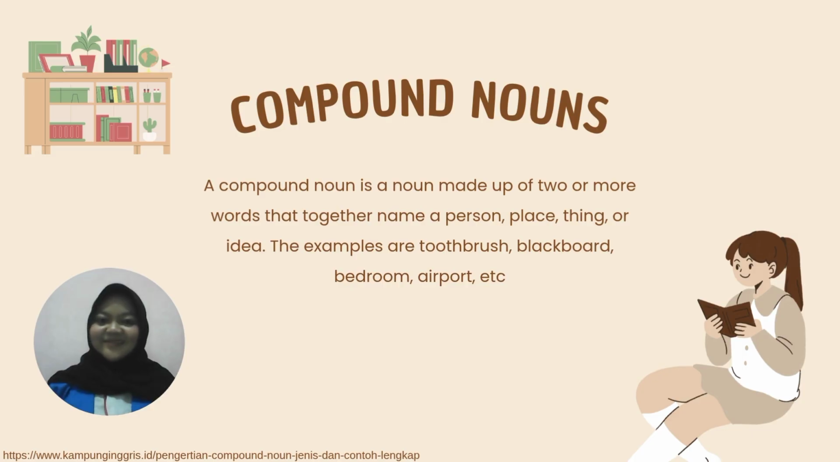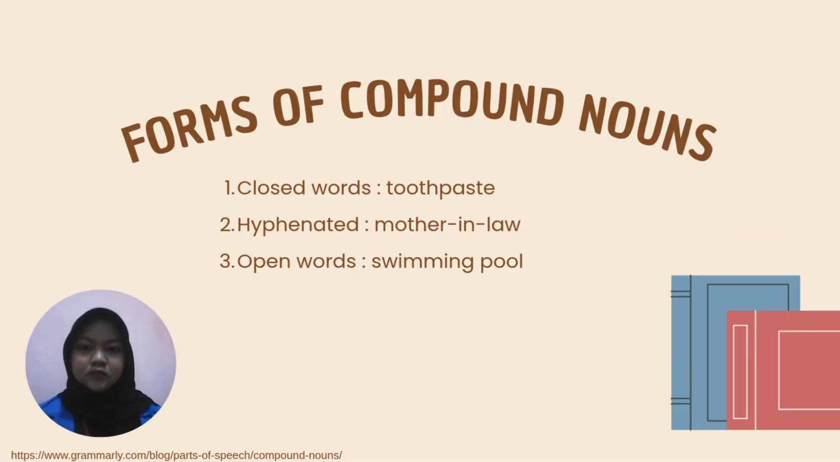First, let's talk about compound nouns. A compound noun is a noun made up of two or more words that work together as one unit to name a person, place, or thing. For example, toothbrush, raincoat, and classroom are compound nouns. Each of them combines two words to form a new meaning, like tooth and brush become toothbrush, which means a brush for cleaning teeth.